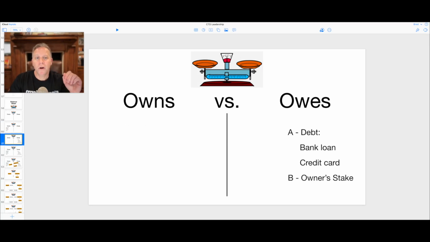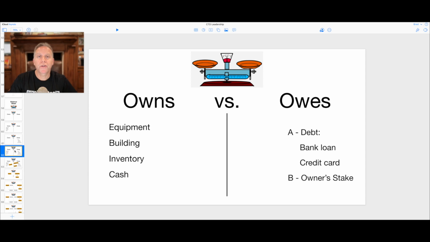So now let's talk about what the company owes. The company owes two things. It owes debt, and it also owes the owner. Let's talk about the debt for a moment. That's just simple things, as you can imagine: the bank loan, the credit card. That is part one. Part two is what the company owes the owner. That is the other part of what the company owes. So we put these two things together: owns and owes.